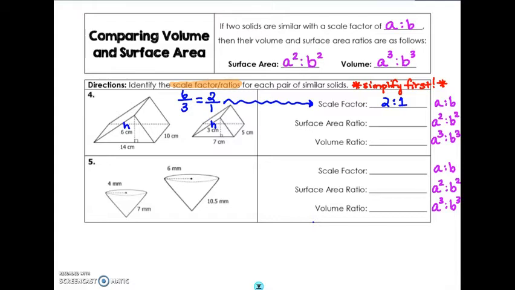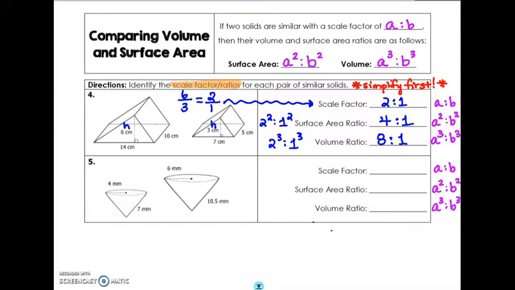For surface area ratio, I'm going to take A and square it, and then take B and square it. So super easy, I get 4 to 1. That is going to be my surface area ratio. Last but not least, for volume ratio, I gotta cube my A and B. Be super careful, don't cube the number 4. That's the surface area ratio. I have to go back to that scale factor ratio, cubing the 2 and the 1. So 2 cubed is 8, and 1 cubed is 1. That's going to be my volume ratio for these similar solids.